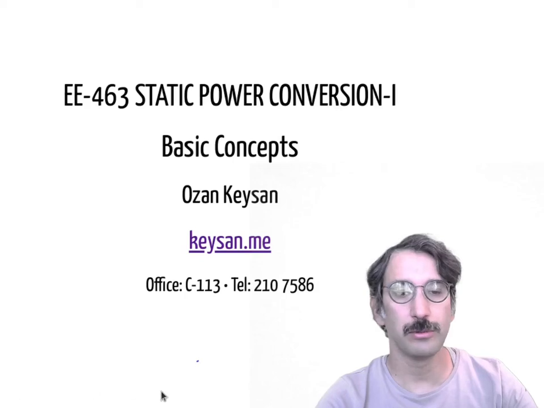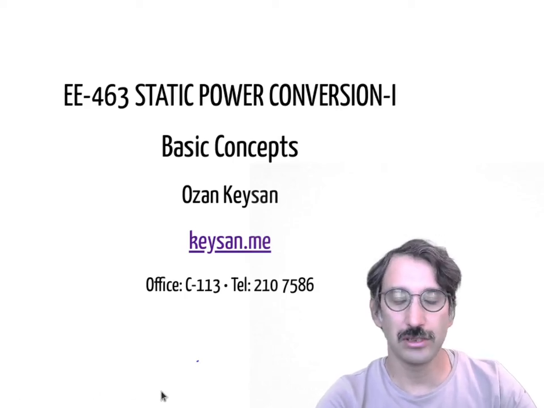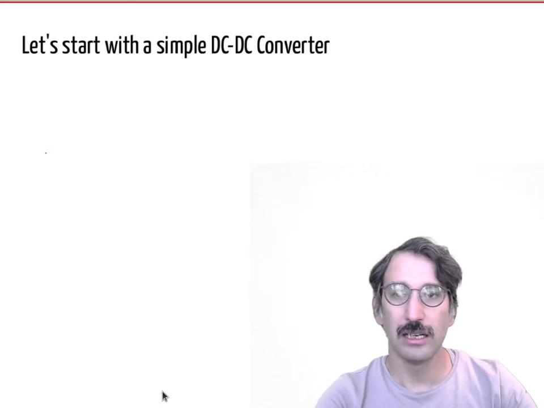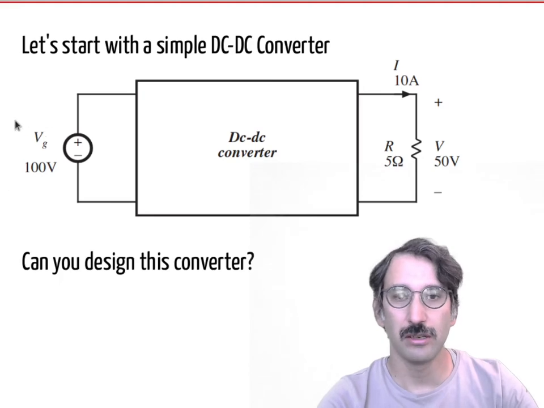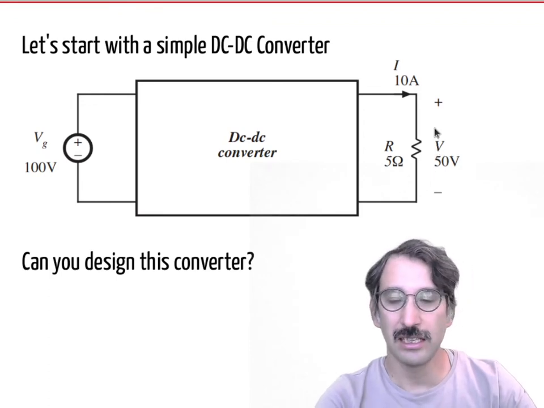Today we will discuss the basic concepts of power electronics converters. So let's say you want to design a really simple DC-DC converter, where you have an input of 100 volts and you want to supply 50 volts to a 5 ohm resistive load. So how can you design a converter like that?